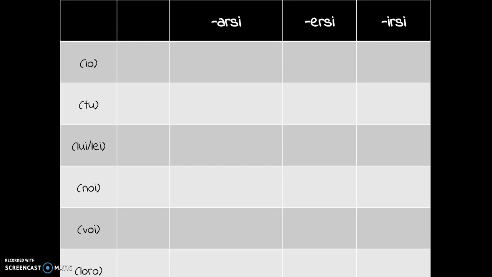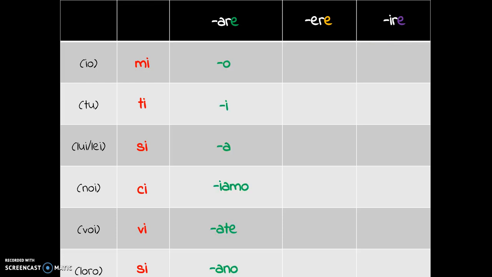So, to summarize, the reflexive si ending becomes a pronoun at the beginning of the verb. Mi, ti, si, ci, vi, si. And once the si ending is gone, it's simply a matter of seeing these verbs as regular are, ere, or ire verbs, and using the endings that we know so well. So for are, o, i, a, iamo, ate, ano. For ere, o, i, e, iamo, ete, ono. And for ire, o, i, e, iamo, ite, ono.